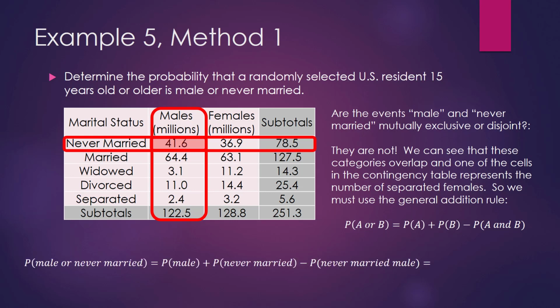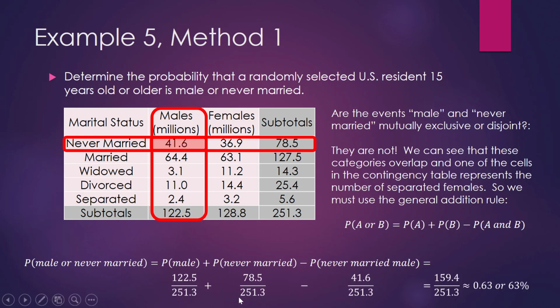Putting that into the context of the problem, we see that the probability of either being male or never married is equal to the probability of male plus the probability of never married minus the probability that you are a never married person who is also a male. So we can calculate these probabilities as follows. The total number of males is 122.5. And again, we're always dividing by the total number of people represented in this table, which is 251.3.